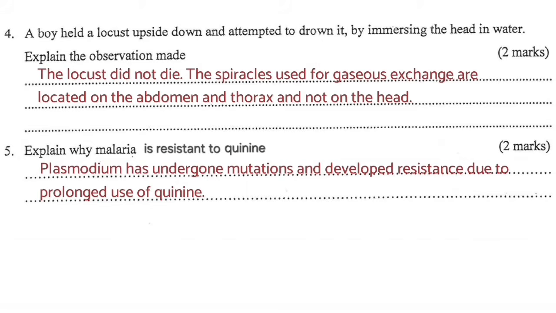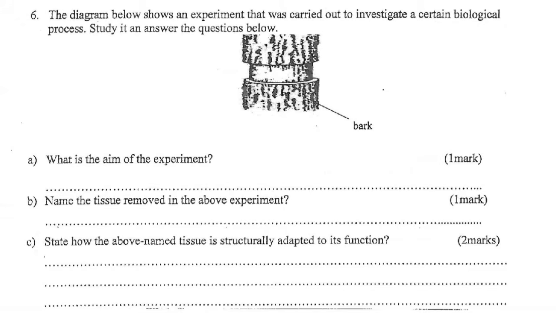Proceeding to question number 6. The diagram below shows an experiment that was carried out to investigate a certain biological process. Study it and answer the questions that follow. Part A. What is the aim of the experiment? If you look at the diagram, we can clearly see that a portion of the tree has been debarked. The bark has been removed. Now, with the removal of the bark, you are also going to remove the phloem tissue.